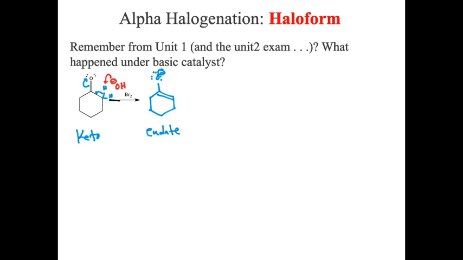As soon as we have the enolate, now what can happen? We again have that nucleophilic carbon that can come out and attack our bromine, and we can put the bromine on.